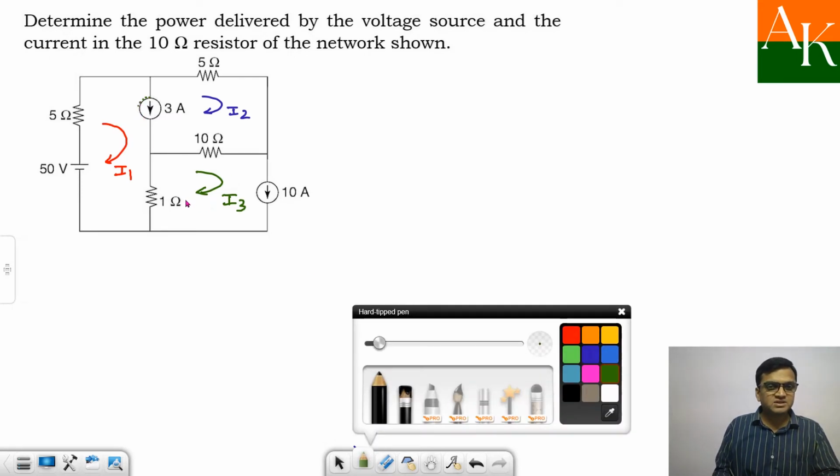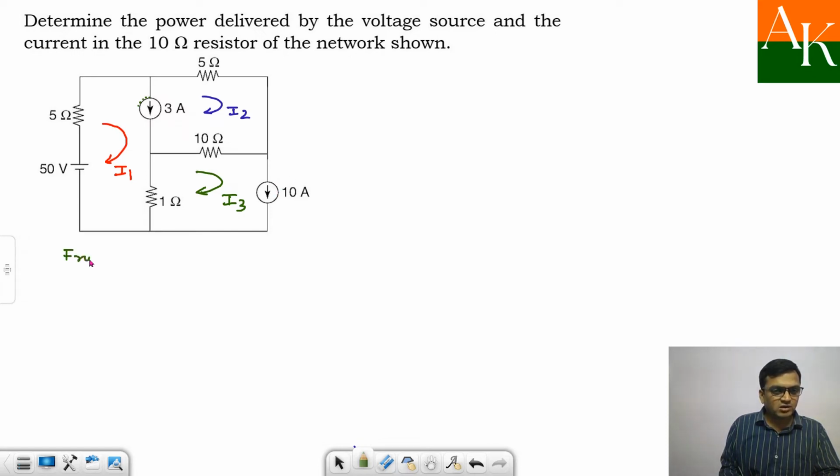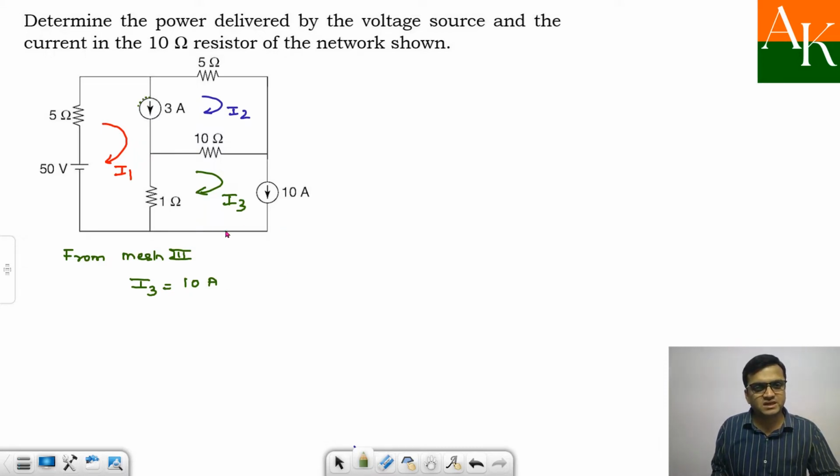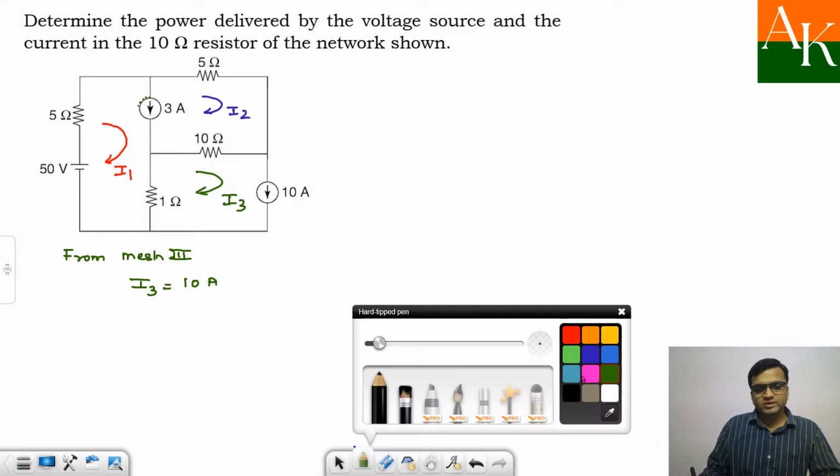Can you apply KVL in mesh 3? No, you can't apply KVL in mesh 3 because there is a 10 ampere source in the outer part of this mesh. This is not the shared one. So from mesh 3 you can directly write down I3. I3 is moving downward, so this is 10 ampere. No need to assign the sign over here. I3 is 10 ampere.